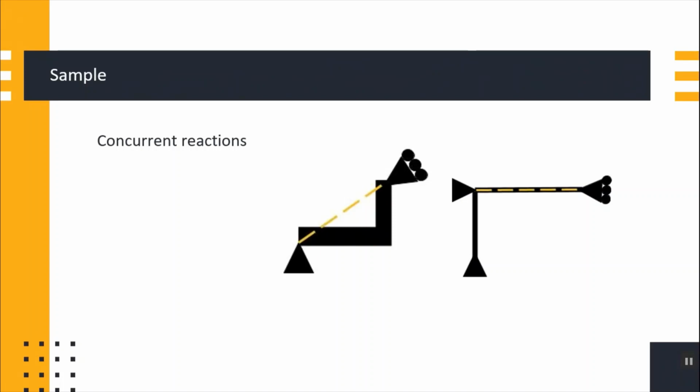Another example na nabanggit dun sa conditions natin is yung concurrent reactions. Pag sinabing concurrent kasi, mag-meet siya sa isang point. So, kapag nag-meet ang reaction force ng support A at support B, tulad nito sa first and second figure natin, makikita natin na mag-meet yung mga reactions nila. So, ibig sabihin, unstable siya. Even though ang frame natin mismo is internally stable, it is externally unstable.